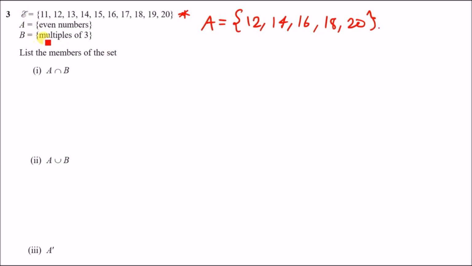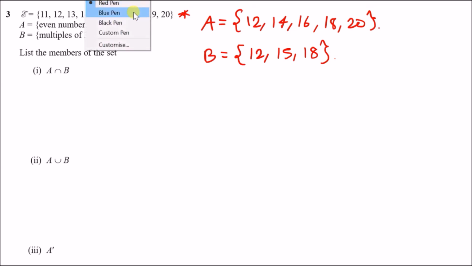Now set B are all multiples of 3, in other words, the 3 times table. So going from the 3 times tables of our entire set, we can say we've got a 12, a 15, and an 18. So all of this fits the 3 times tables. Okay, so now since we've got all this information here, we can answer the questions, yeah?